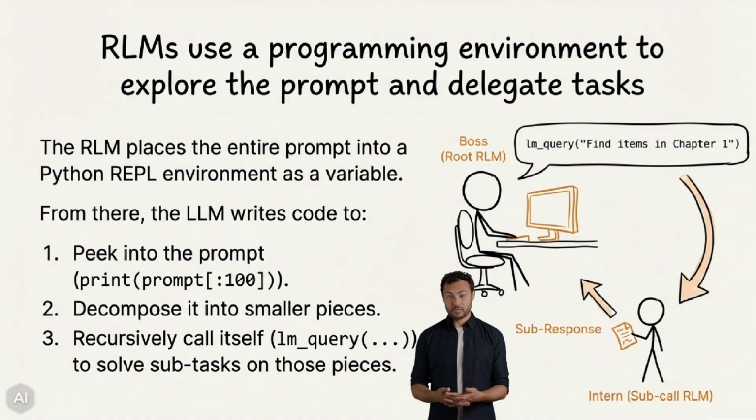RLMs work by turning the prompt into something the model can actively explore inside a programming environment, like a Python REPL. The entire prompt is stored as a variable, and then the model writes small bits of code to understand and solve it. It can quickly peek at the beginning of the prompt, say, printing the first 100 characters, so it knows what it's dealing with. Next, it decomposes the request into smaller, manageable pieces. Finally, it can delegate those pieces by calling itself recursively, like an LM query that asks a focused question such as, find items in Chapter 1. The root RLM acts like a boss, and the subcalls return targeted sub-responses that get assembled into the final answer.